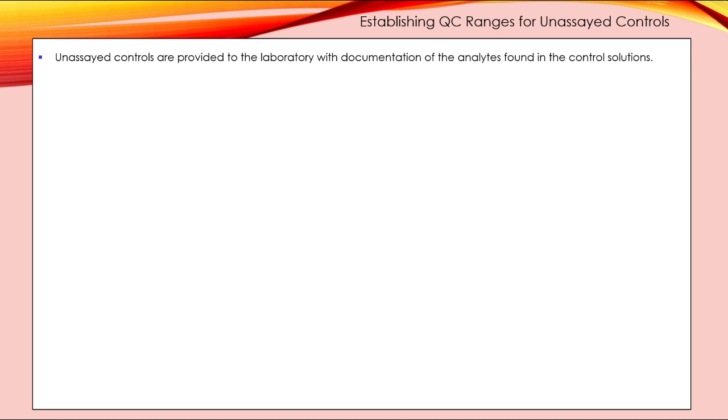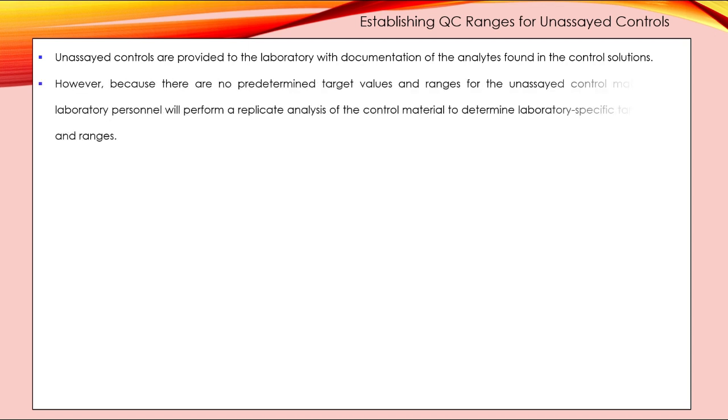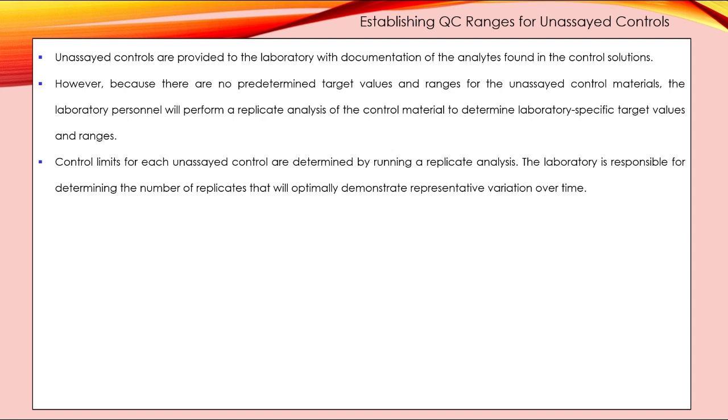lot is in use. Establishing QC ranges for unassayed controls. Unassayed controls are provided to the laboratory with documentation of the analytes found in the control solutions. However, because there are no predetermined target values and ranges for the unassayed control materials, the laboratory personnel will perform a replicate analysis of the control material to determine laboratory-specific target values and ranges. Control limits for each unassayed control are determined by running a replicate analysis. The laboratory is responsible for determining the number of replicates that will optimally demonstrate representative variation over time.